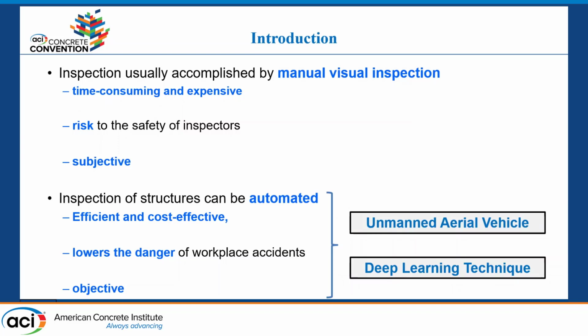In order to eliminate these limitations, inspection of the structures can be automated. With the development of unmanned aerial vehicle technologies and with the development of image processing methods and computer vision methods, UAVs or drones and deep learning techniques have been used in the inspection of civil infrastructures. This method is supposed to be efficient and cost effective. It will lower the danger of workplace accidents, and the decision made on the present condition of the bridge will be objective and rational.